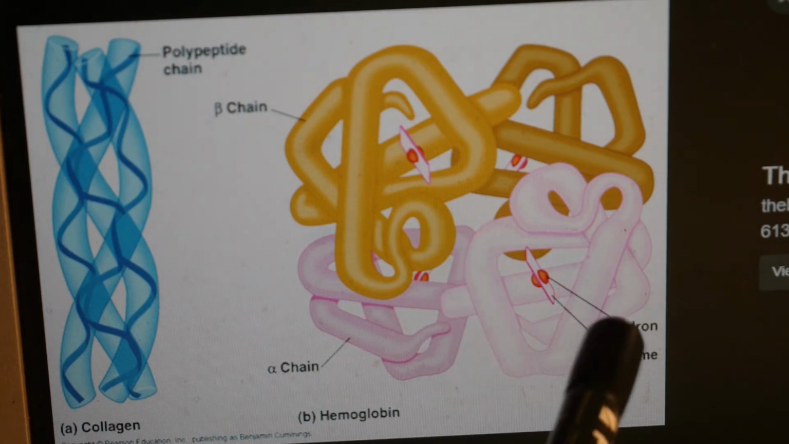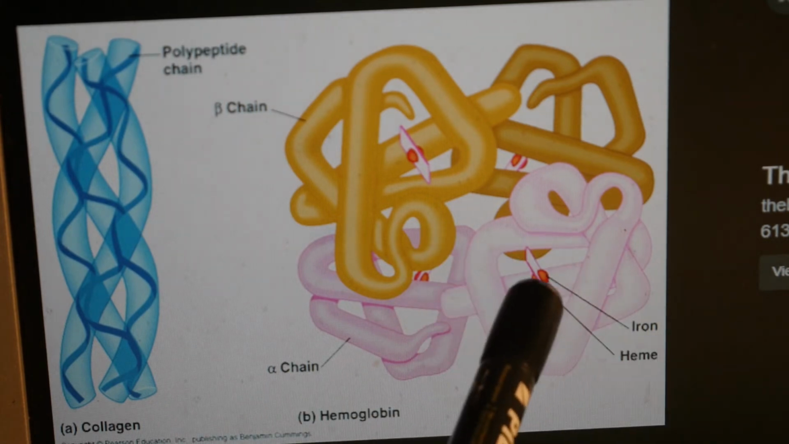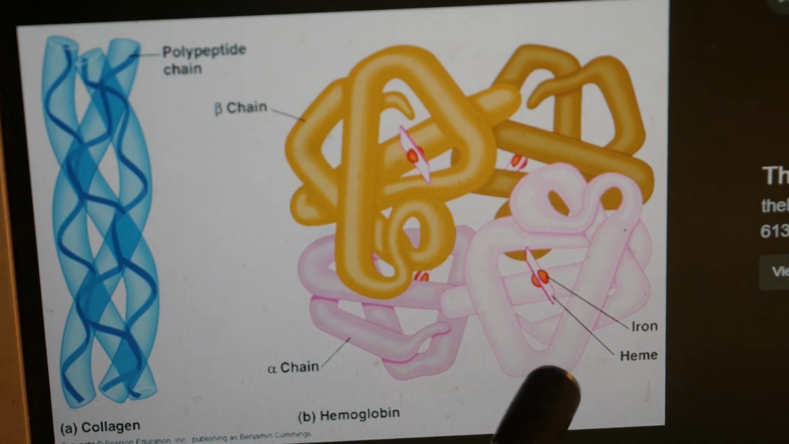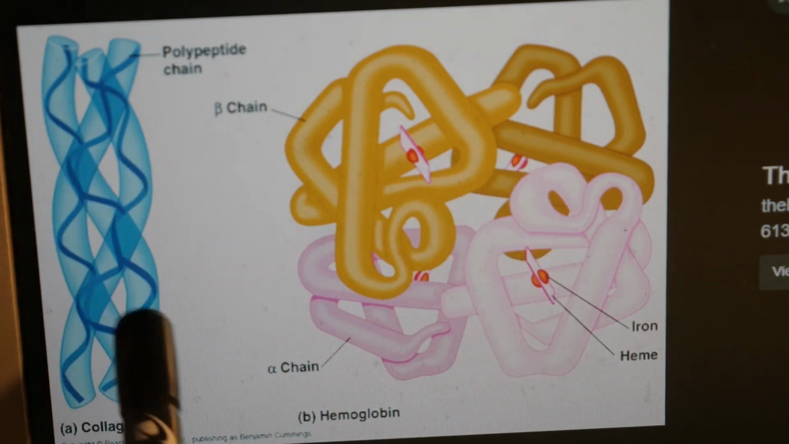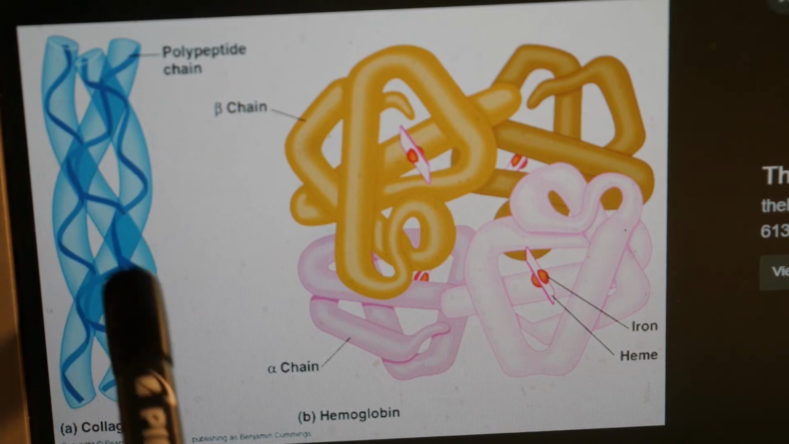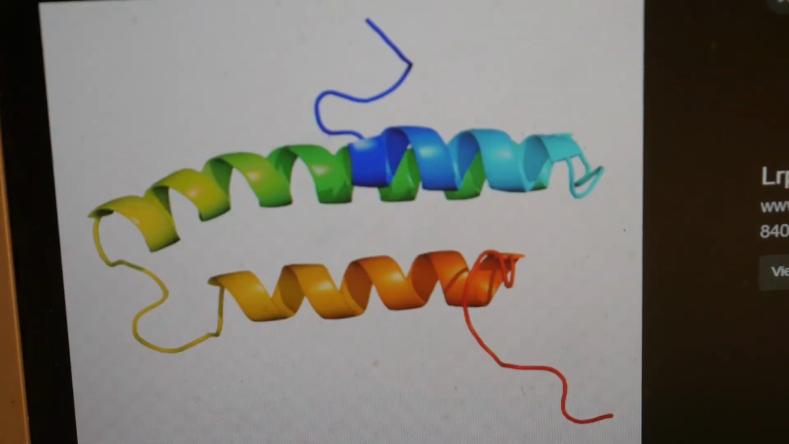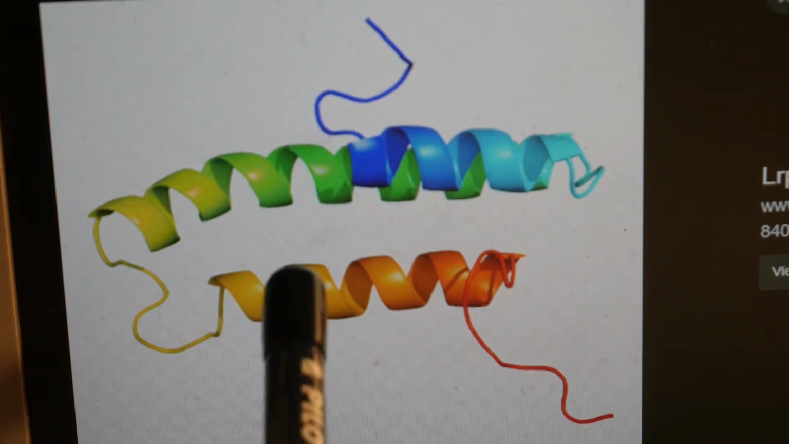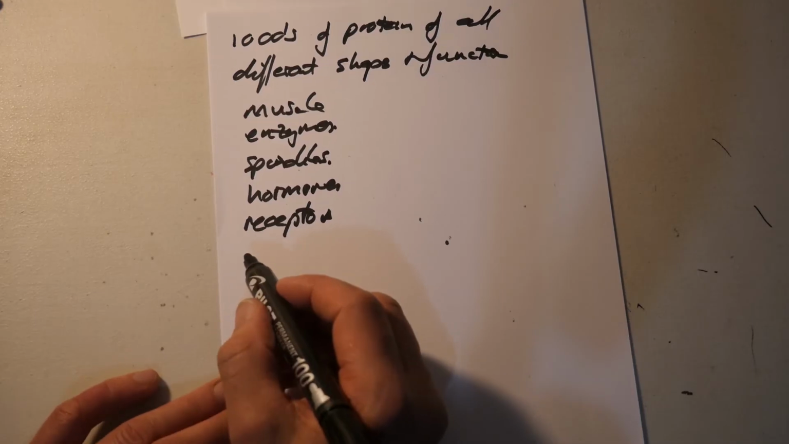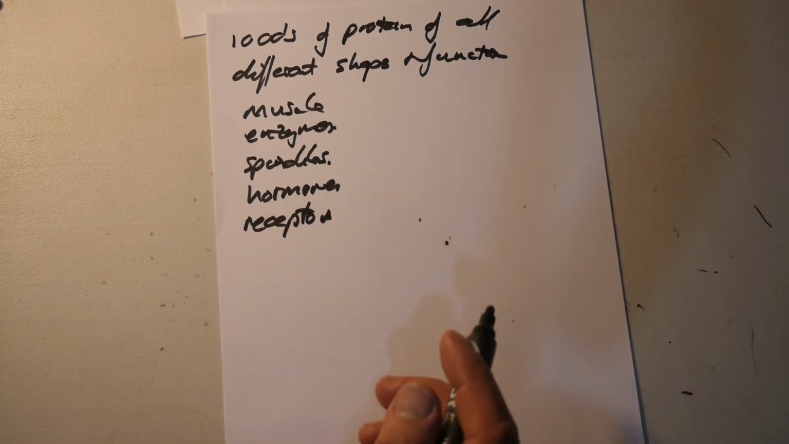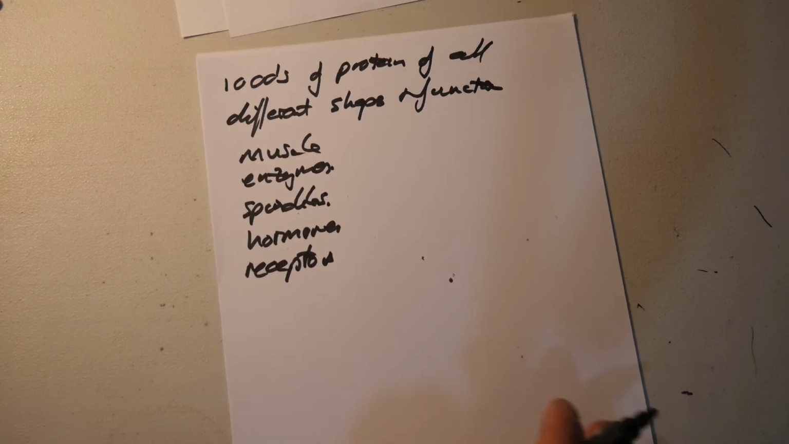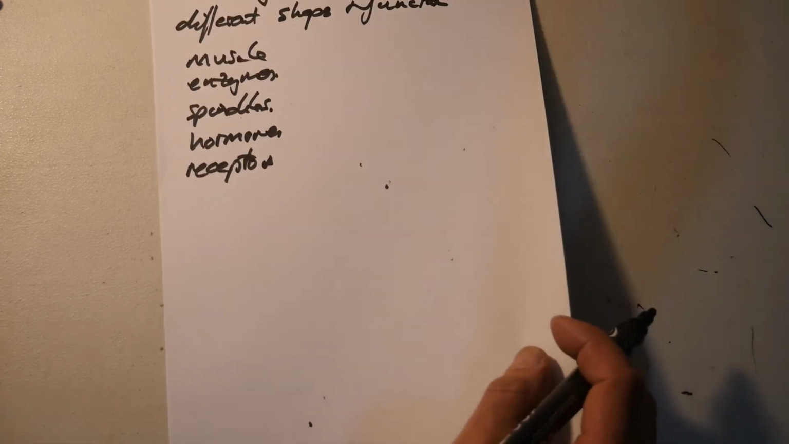That's hemoglobin, the iron in the middle, different alpha helices. That's collagen that makes hair. Okay, that's what your hair's made of. Triple helix collagen. That's some structural protein. Not sure what. DNA replicating enzymes. Okay. So yeah, there are millions and millions of shapes.